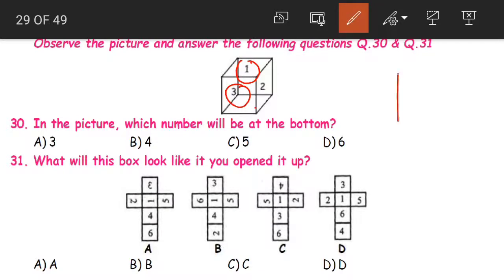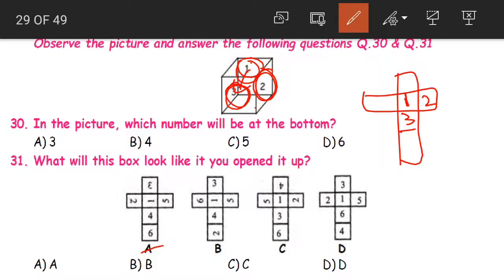So it should be in the same pattern. If we take 1 here in the middle, to the side we have 2. So this side will be having 2 and 3 comes below. So 3 will be here. So from the given options A, B, C and D, look which has the same as this one. When we come to option A, we are having 2 to the what side? Left side. But here we have 2 to the right.